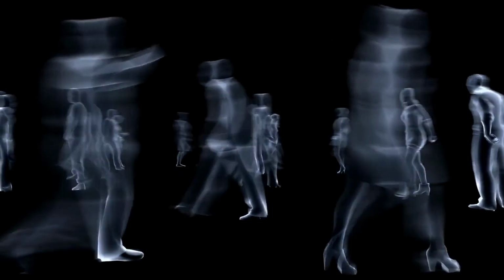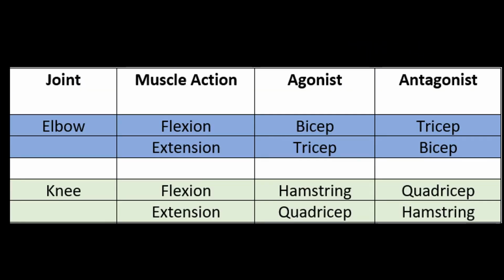There are a number of different movements possible at a joint. These movements are caused by our muscles and they are known as joint actions. Hopefully we remember that the hinge joints in our bodies include the elbow joint and knee joint. Hinge joints allow for two types of movement only, flexion and extension.